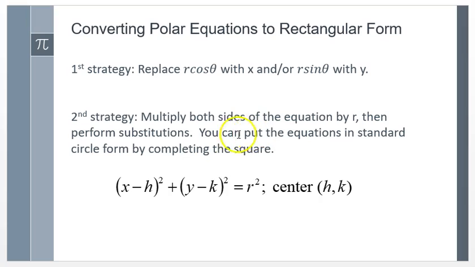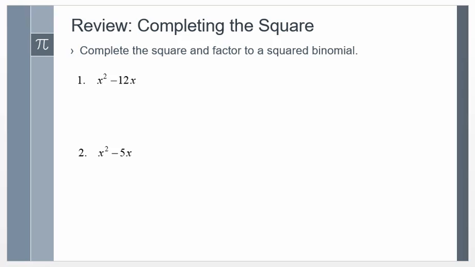So sometimes multiplying everything in the equation by r and then setting up your substitutions will make an easier solution for you from there. Now, when you use this strategy, you usually do need to use completing the square because you're going to have something like x squared plus 4x. So I'm going to do a quick review for you on what completing the square looks like. So this is only for using that second strategy.